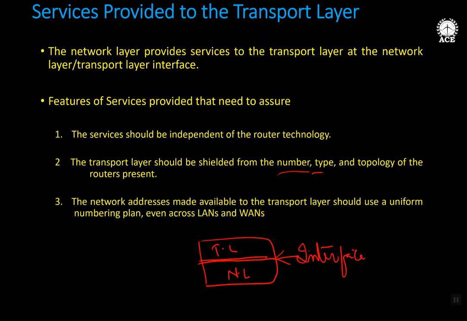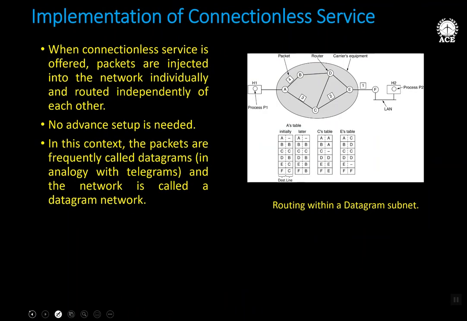The network addresses made available to the transport layer should use a uniform numbering plan, that is, IP addresses, even across LANs and WANs. It should not be that if I have this LAN, I use this type of address, and if I have that LAN, I use another type of address. It should follow a uniform numbering scheme as far as transport layer communication is concerned.